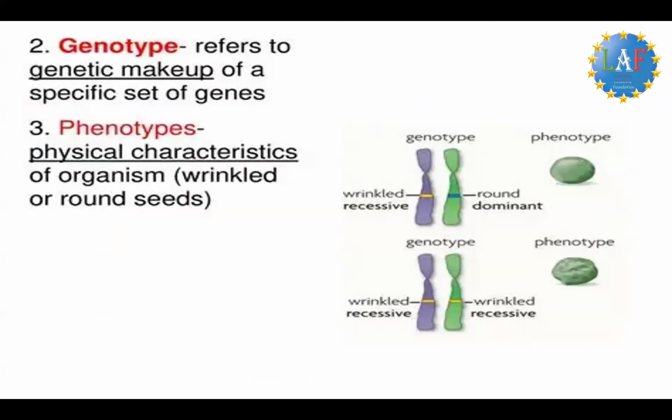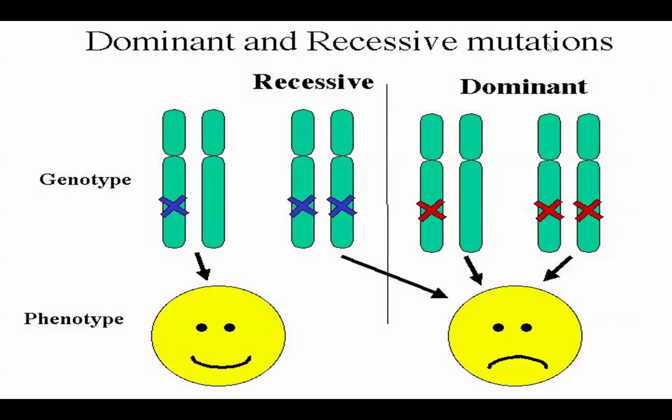Then genotype refers to the genetic makeup of a specific set of genes, while phenotype is the observable trait, the physical characteristics of organisms, like for example, wrinkled or round seeds. Dominant alleles mask recessive ones in expression.